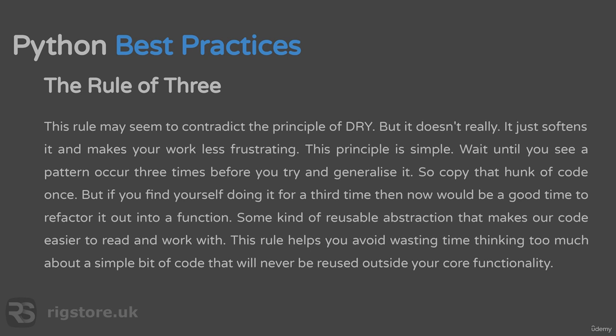This rule helps you avoid wasting time thinking too much about a simple bit of code that will never be reused outside your core functionality, or even maybe that module. Okay, if you've got a little chunk of code that needs using in one module a load of times, yeah, keep it in that module. Okay, just make sure you abstract it out into a function so it can be reused if needed.